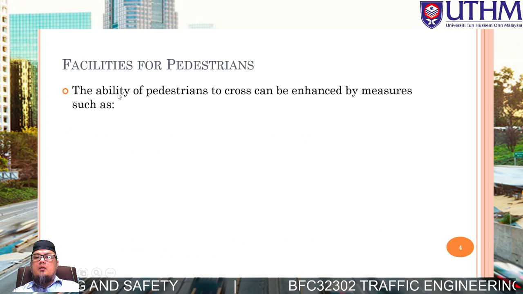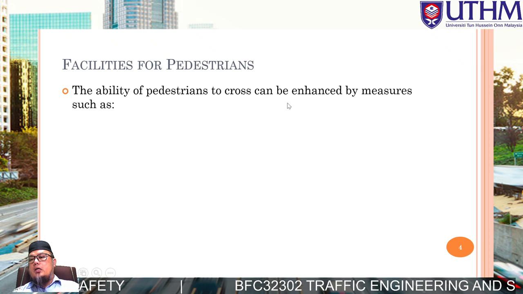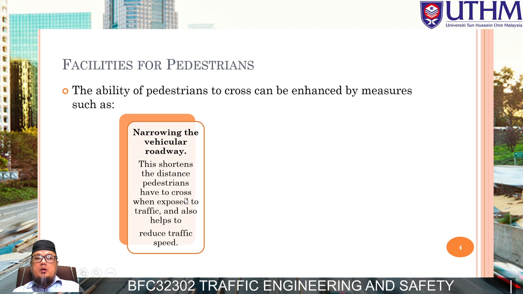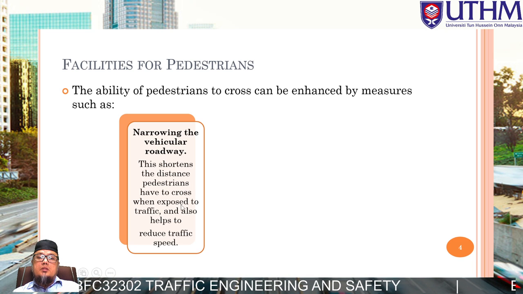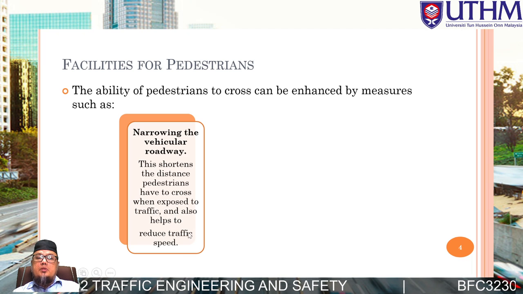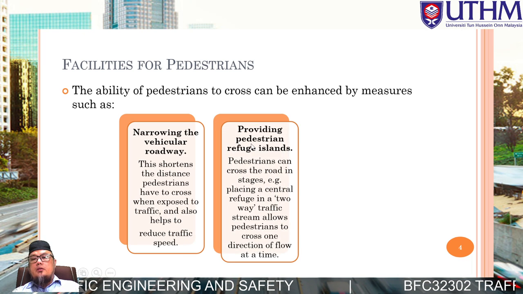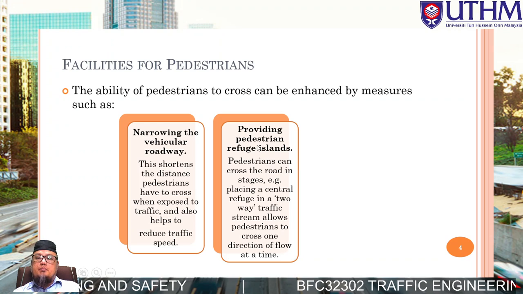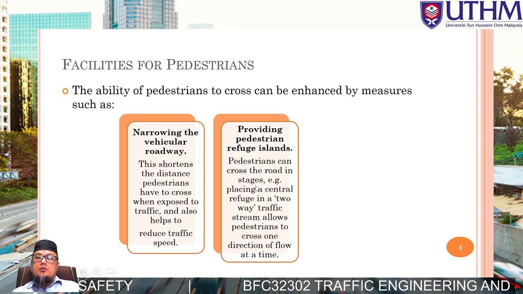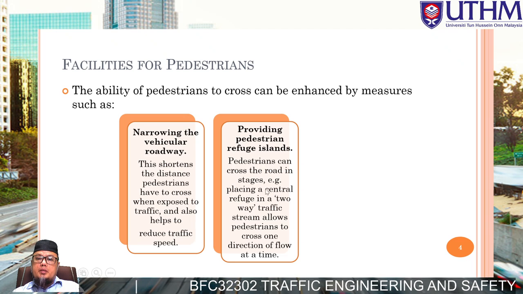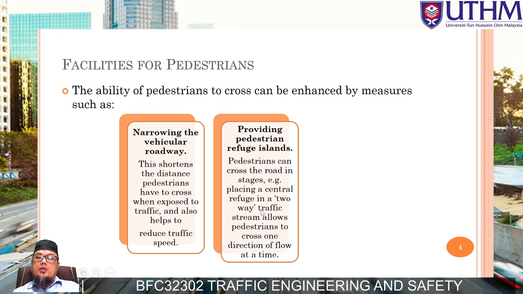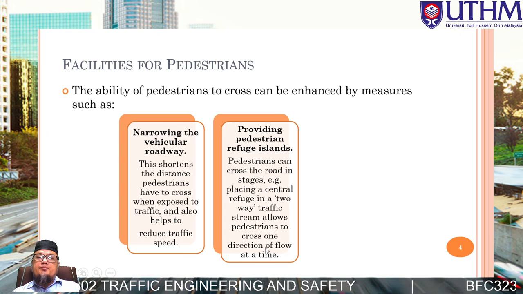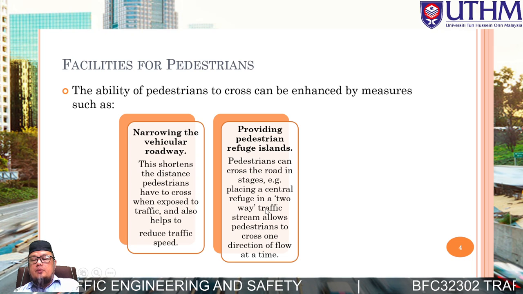Okay, the ability of pedestrians to cross can be enhanced by these measures. First, we try to narrow the vehicular roadway. We try to shorten the distance for crossings when exposed to traffic, and also to help reduce the traffic speed. Second, providing pedestrian refuge islands. I think we have covered this in the traffic calming part. Pedestrians can cross the road in stages, for example, placing a central refuge in two-way traffic streams allows pedestrians to cross one direction of flow at a time. I think we have a sample picture. Later we shall see it again.